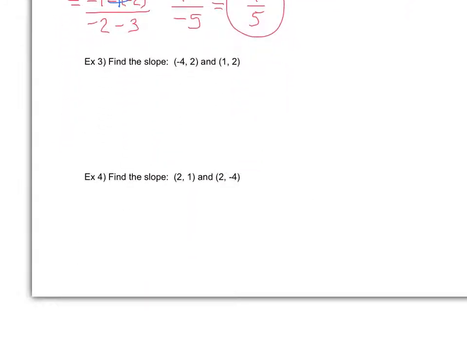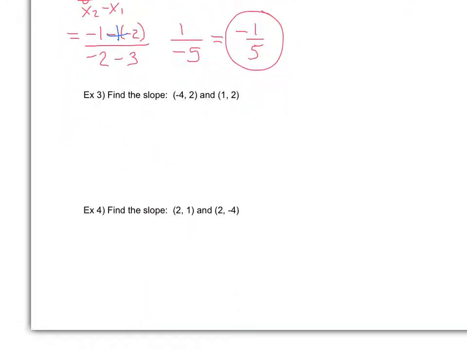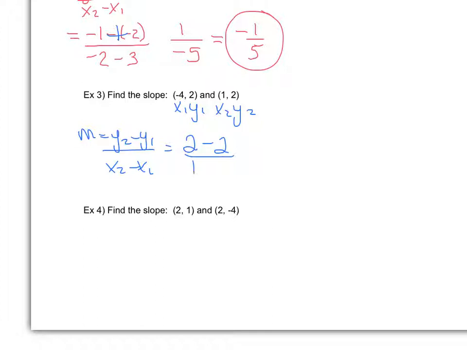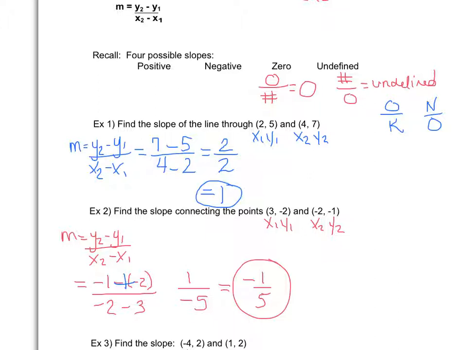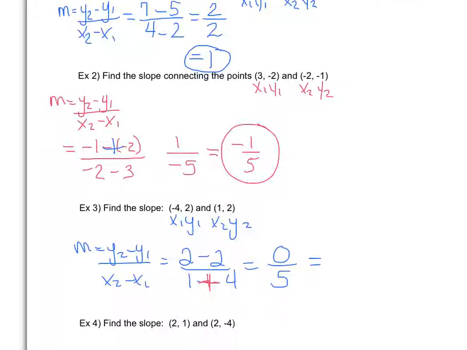Looking at the final 2 examples, on example 3, I'm going to go through the same steps, x1, y1, x2, y2, and m equals y2 minus y1 over x2 minus x1. In the y2 position, I put 2. In the y1, a 2. Over 1 minus a negative 4. And I notice on the bottom, my minus minus can become plus. And on top, I get 0 over 5. And as I saw up above, it is okay to have 0 on top. It just reduces to 0.